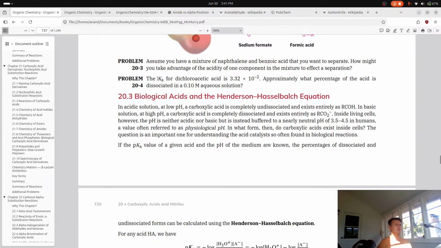All right, 20.3, biological acids and the Henderson-Hasselbalch equation. In acidic solution at low pH, a carboxylic acid is completely undissociated and exists entirely as RCO2H.